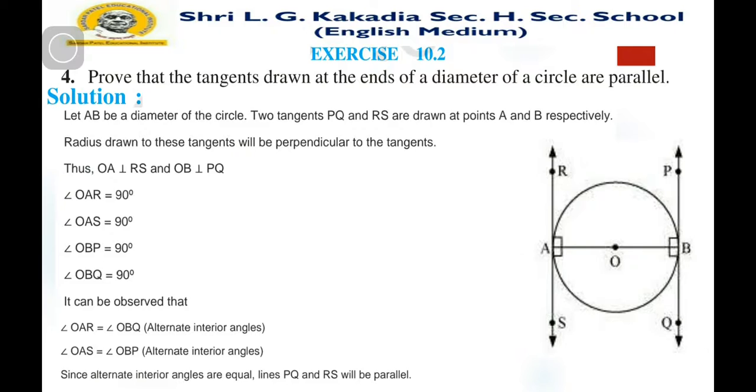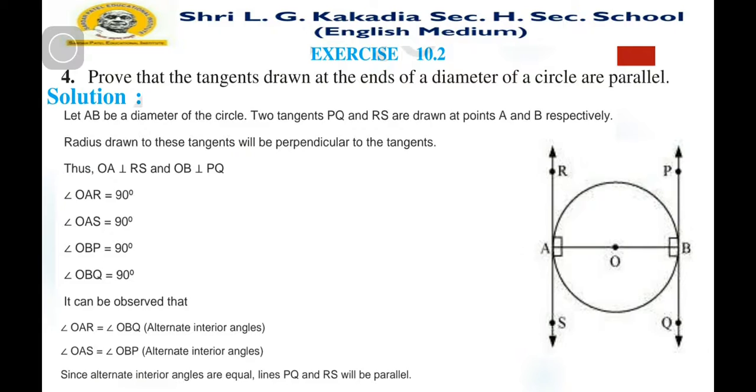So we can say that this pair of angles is known as alternate interior angles. Here AB is a transversal of these two lines. So we can easily say that since the alternate interior angles are equal, the lines PQ and RS will be parallel.